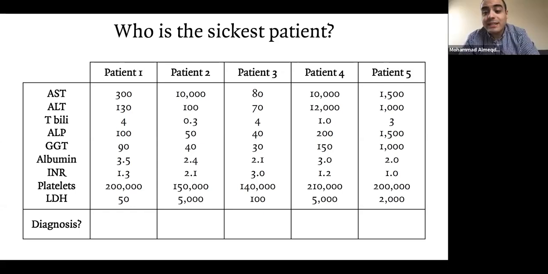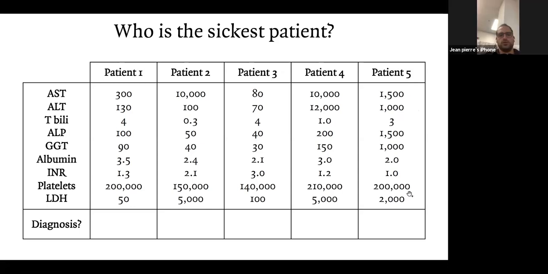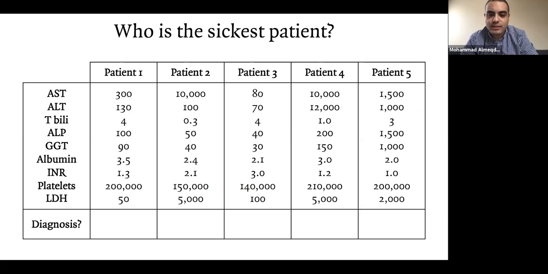No. So this is still a mixed pattern. And in my opinion, this is more likely to be hepatocellular primarily, and it's likely to be ischemic hepatitis. The reason I say this is because the LDH is super high compared to ALT. So this is a typical ischemic hepatitis.